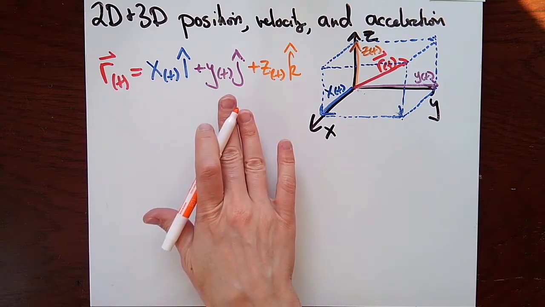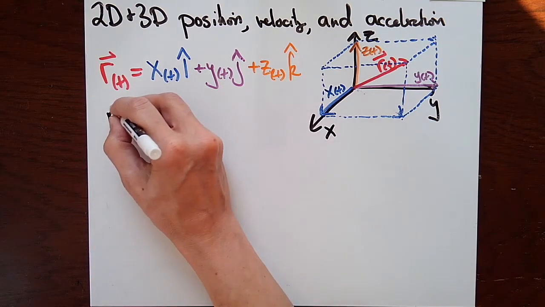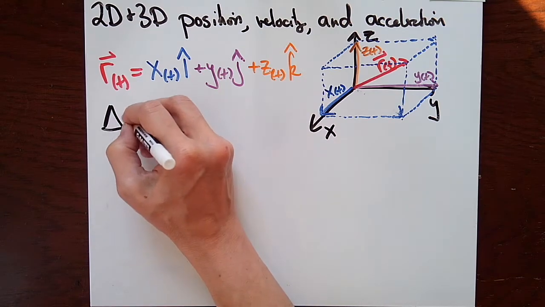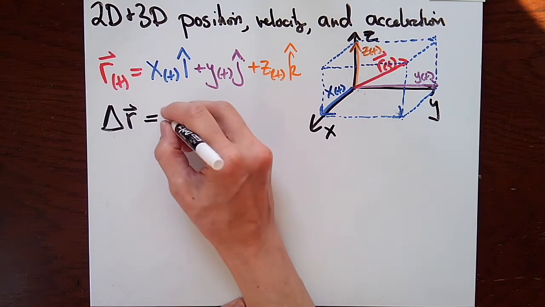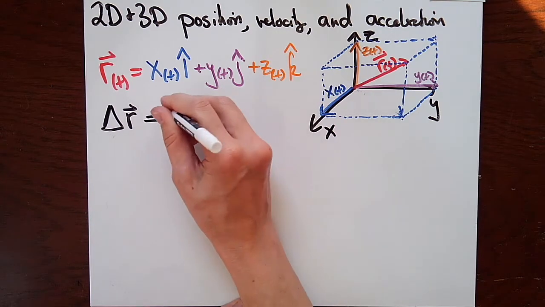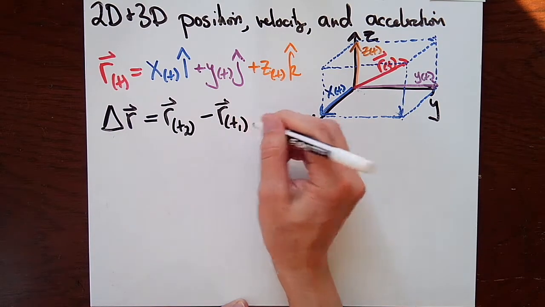We can treat it like we treat any other vector. So we can do addition and subtraction. If, for example, we are looking at displacement, change in position, we would subtract the position vector at an earlier time, we'll call it t1, from the position vector at a later time, we'll call it t2.